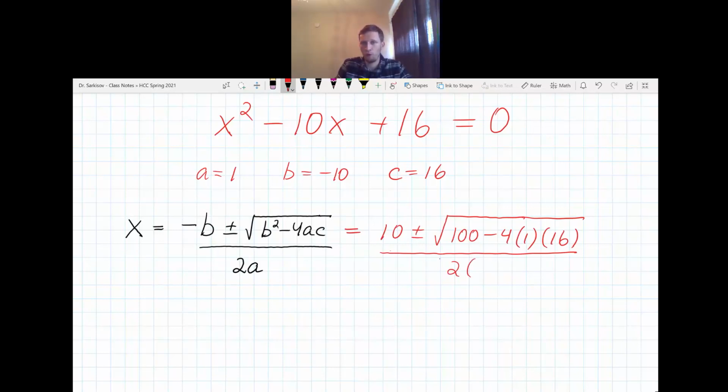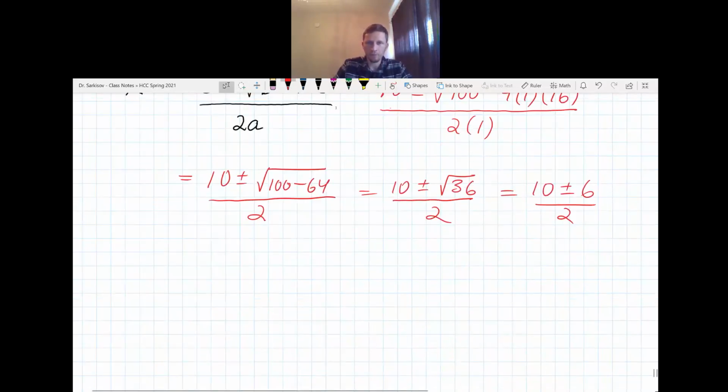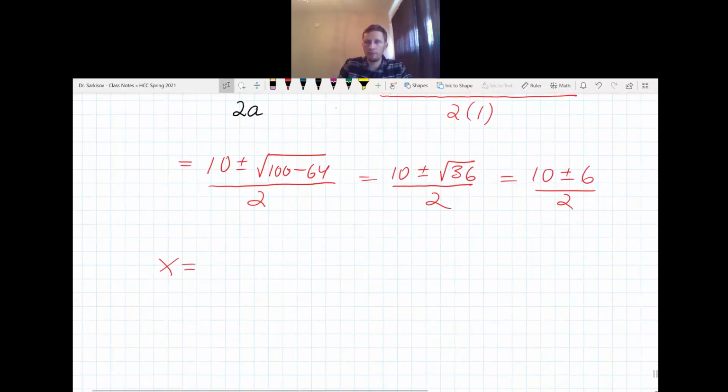2a, that's 2 times 1. Let's continue. It's 10 plus or minus the square root of, what's 100 minus, that's 64. 4 times 16, okay, positive. And then all over 2, that's equal to 10 plus or minus the square root of 36. That's going to be a 6, isn't it? All over 2, so 10 plus or minus 6 over 2.